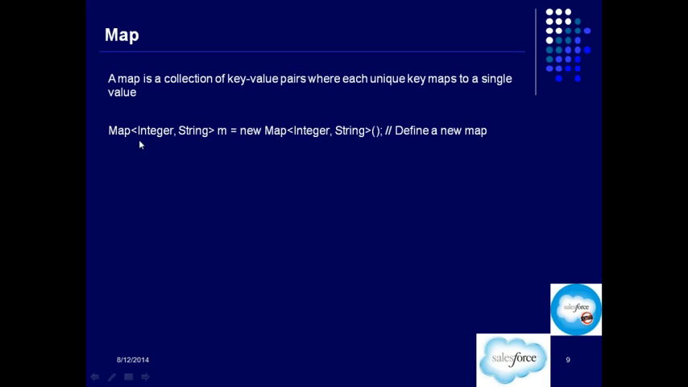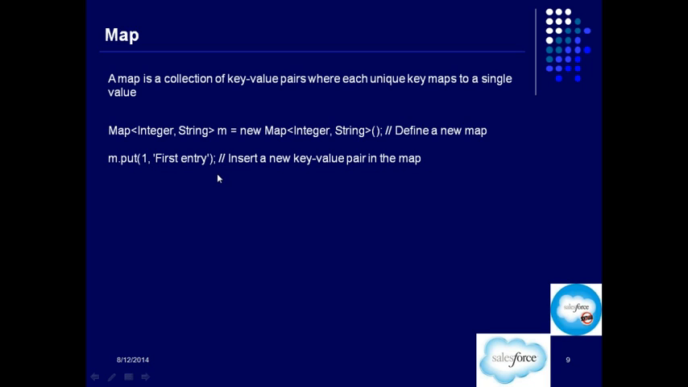So in mapping, you see this kind of syntax used: Map<Integer, String> m = new Map<Integer, String>(). This is how the mapping is done. Then you put entries like this: m.put(1, ...). So this is a mapping of integer and string. This is how you have to define the mapping.